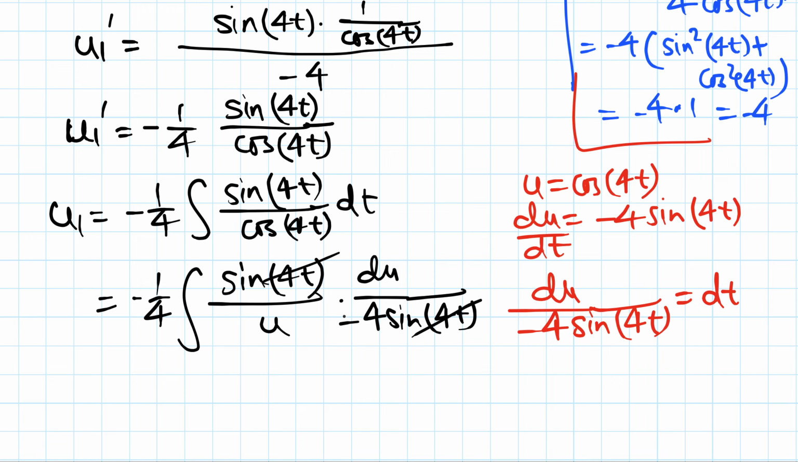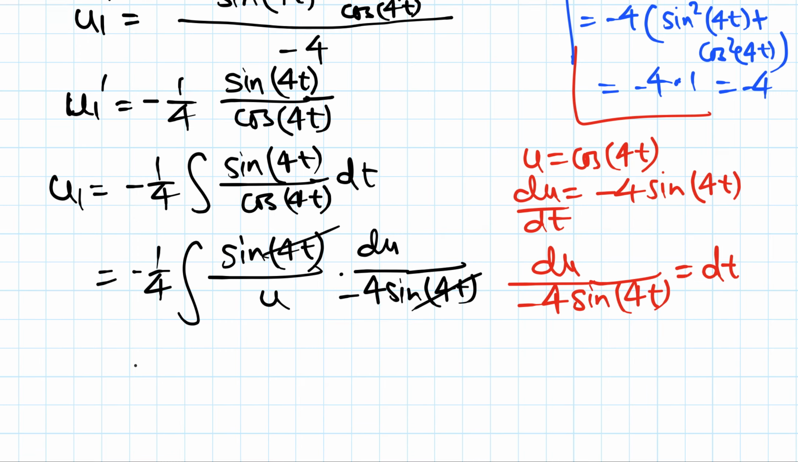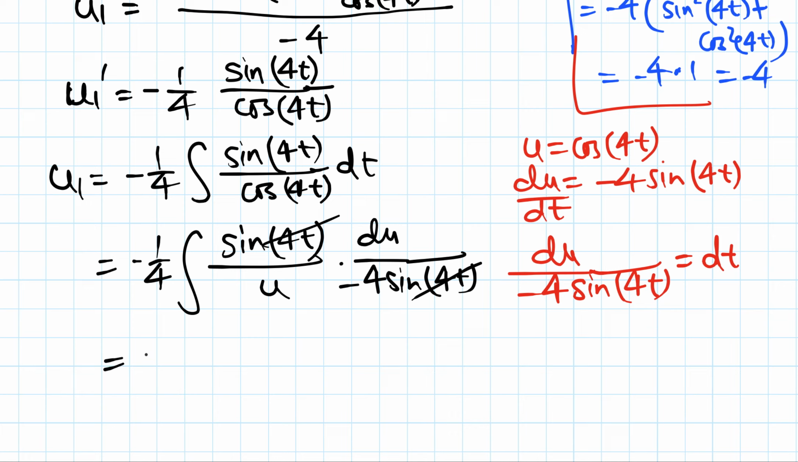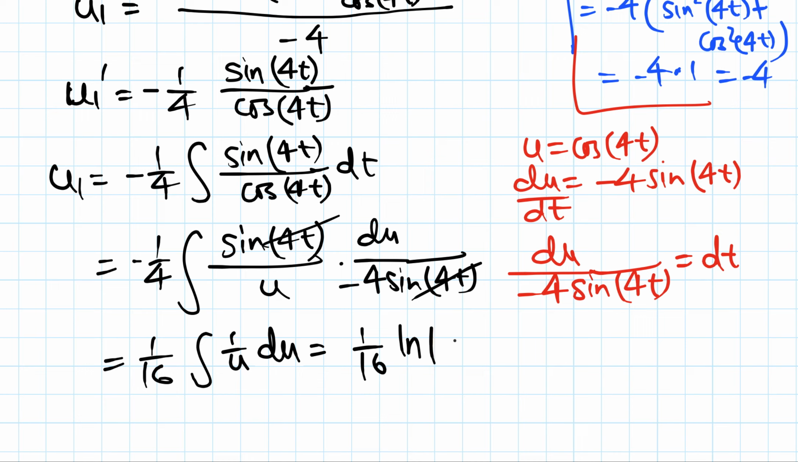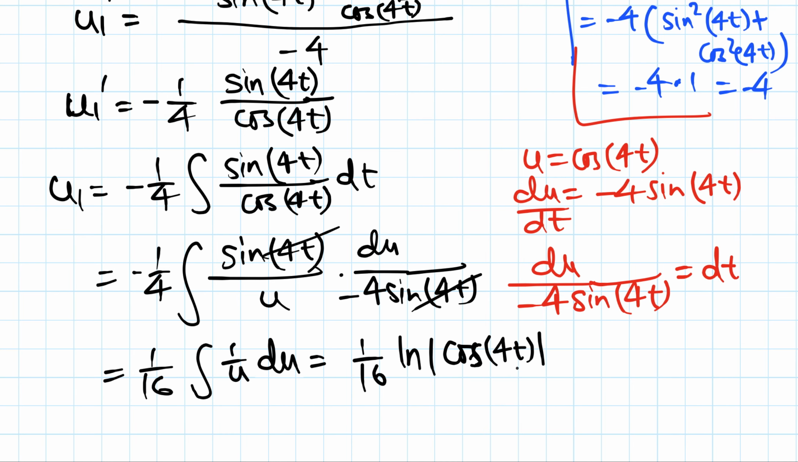The sine 40 terms cancel. Negative 4 can be pulled to the front, so negative times negative 4 means 1 over 16. 1 over u du gives 1 over 16 natural log of u, and u happens to be cosine 40. Plus c, no need, we just want to write down the easiest general function. So this is how we find u1. Okay, it's a long problem.